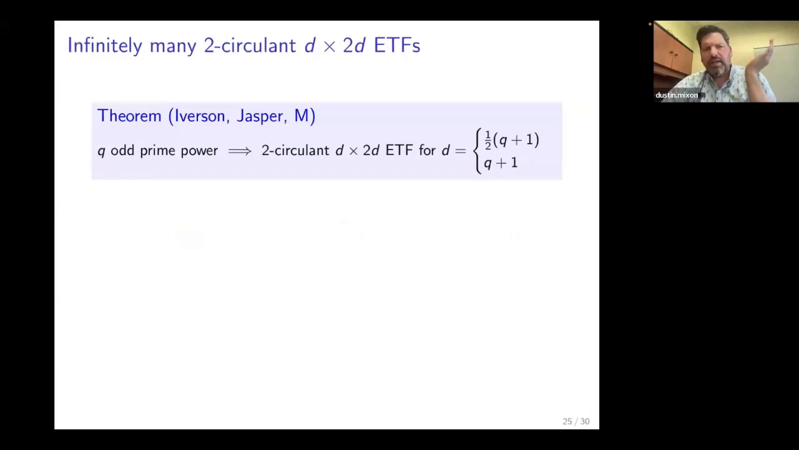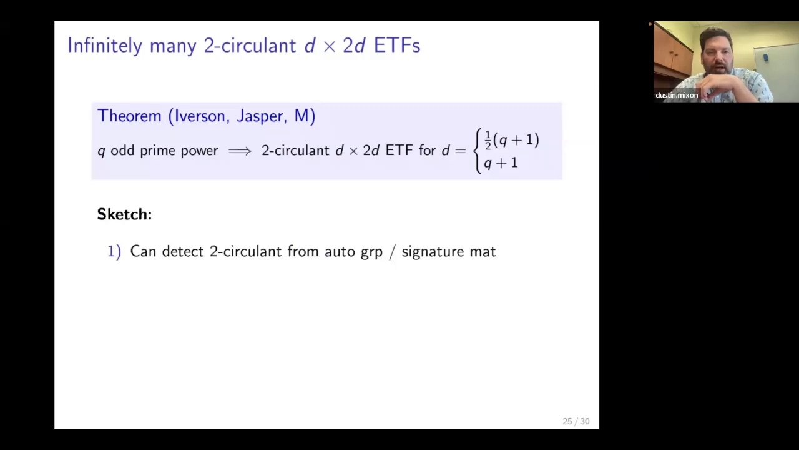So as a feather in this cap, as evidence in favor of this conjecture, we can already prove that whenever Q is an odd prime power, there's going to be a 2-circulant D by 2D ETF, where D is either Q plus 1 or half of Q plus 1. And this is coming from the Paley construction.